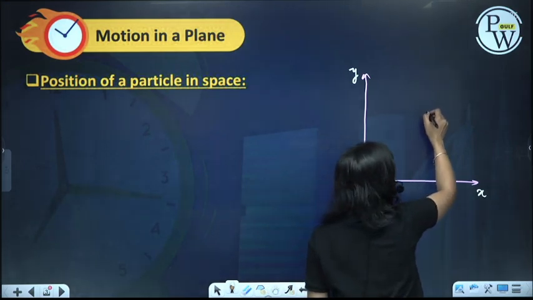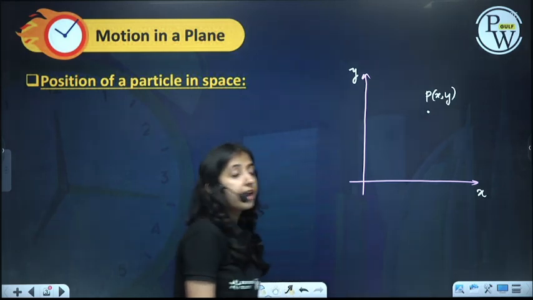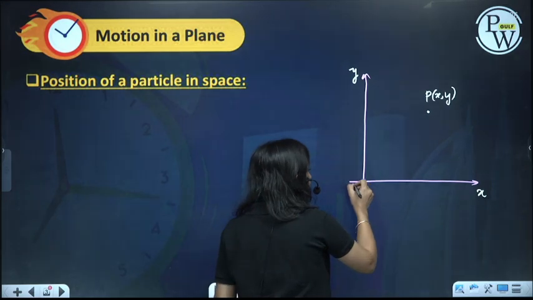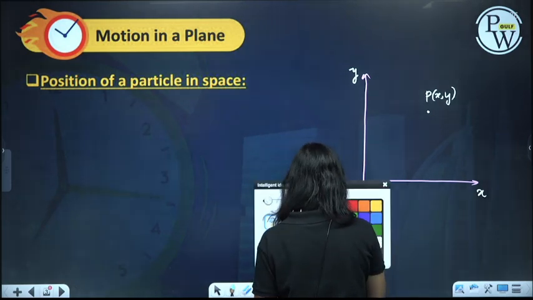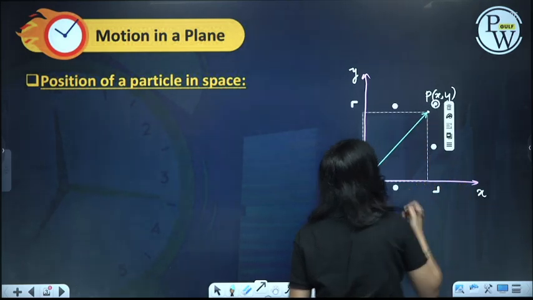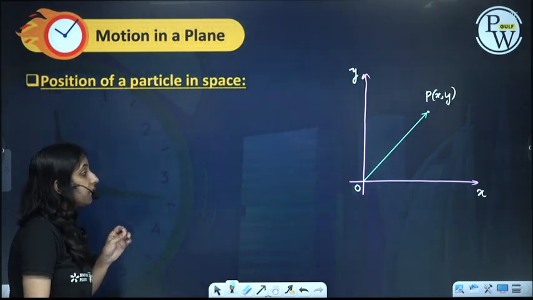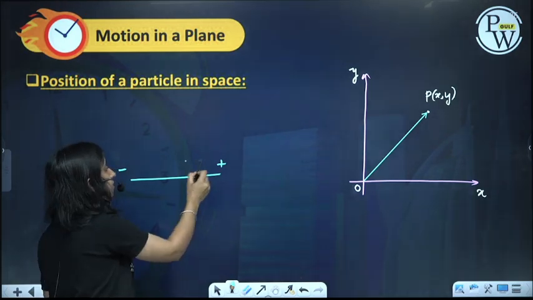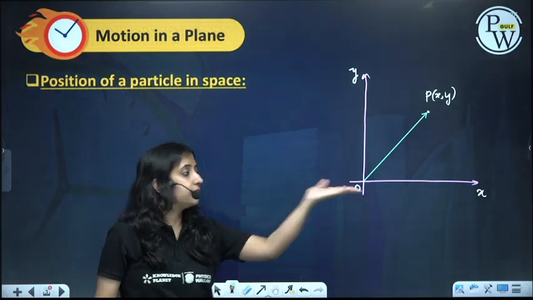Now if my particle is situated at any point P, which is x comma y, in the plane, then how do we define the position? First we'll set up a coordinate system. Then we will draw a position vector from the origin to the point where the particle is situated. Now in a single dimension, we have one direction as positive and the other as negative. If this is positive, this is negative. We have only two directions, this or that.